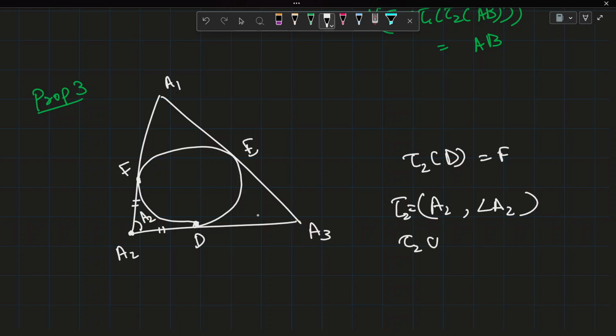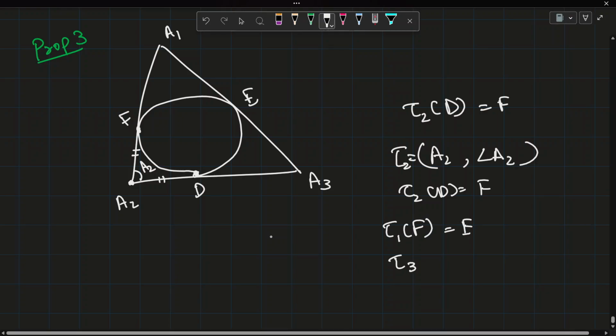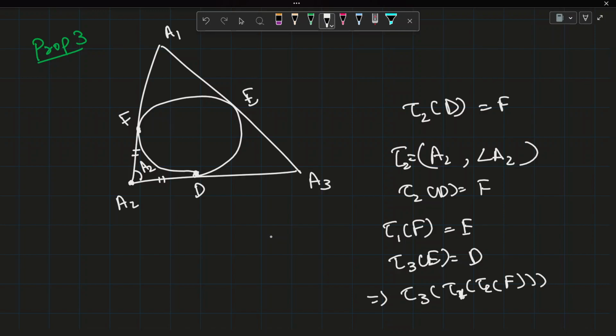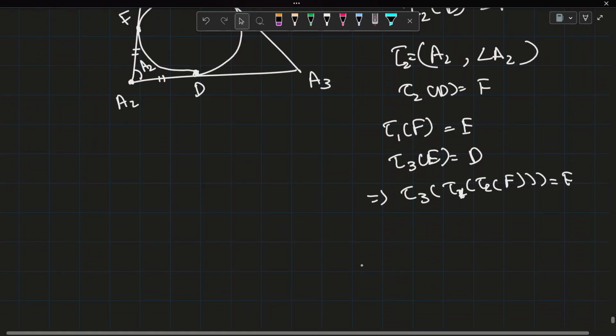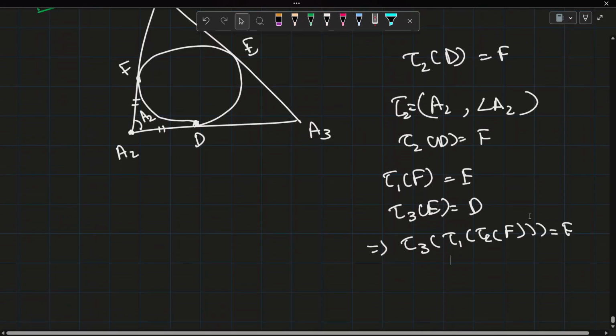So tau 2 of D will become equal to F. Okay. And what happens to tau 1 of F? Tau 1 of F will basically become equal to E, and tau 3 of E will basically become equal to D. So this means that tau 3 of tau 1 of tau 2 of F is basically equal to F. So this is the last proposition I want to discuss. Okay, so this means that the point F is invariant under the transformation tau 3 of tau 1 of tau 2.